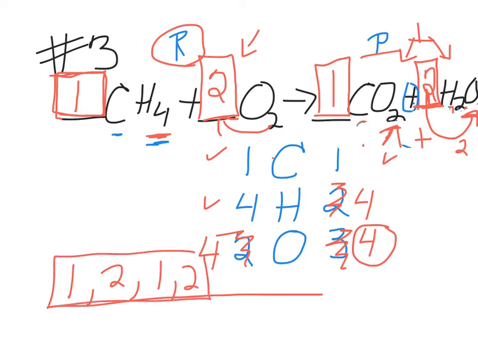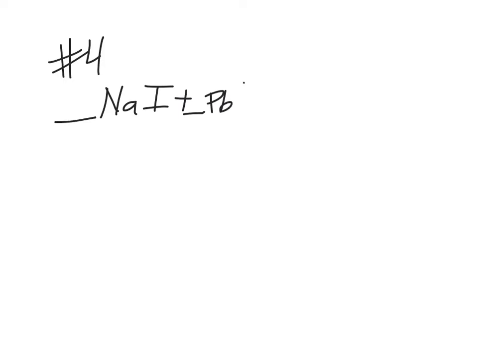I know you guys are getting this because you guys are smart. Okay, now, one little thing. If you can ever reduce the coefficients, all of them, then you must reduce. Just like when we did the chemical crisscrossing. If you can reduce, you have. Okay, make sure you do number 4 by yourself and see if you can do that without me. And that way you can double check yourself. You have sodium iodine plus lead nitrate.